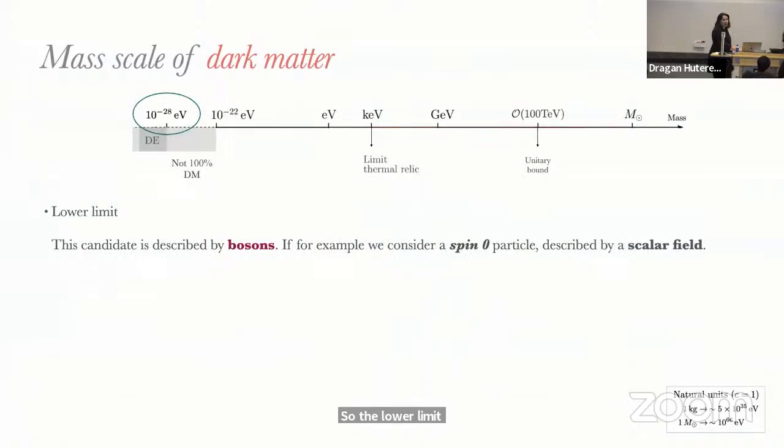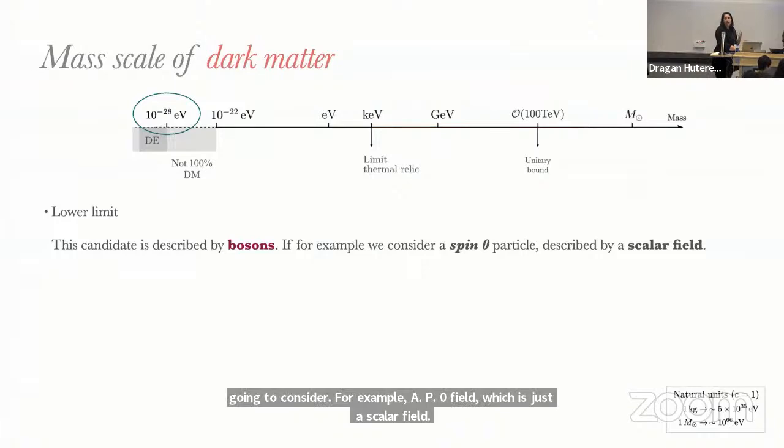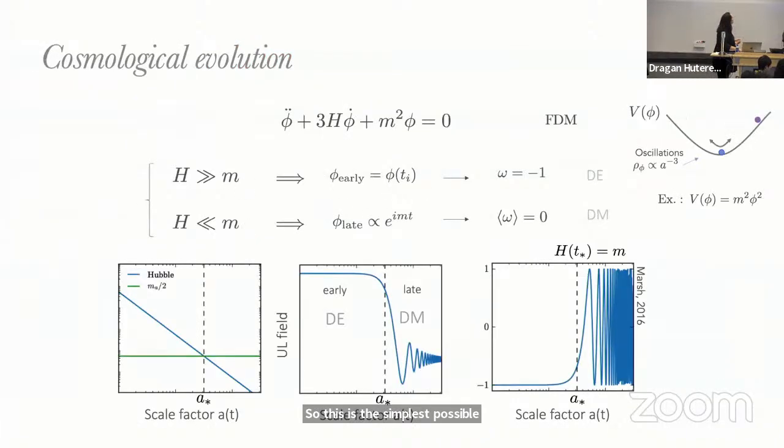comes from bosons. So I can only have bosons describing dark matter. For example, bosons can have integer spin, so it can have spin zero, spin one. Here I'm going to consider, for example, a spin zero field, which is just a scalar field. So this is the simplest possible dark matter candidate below keV.